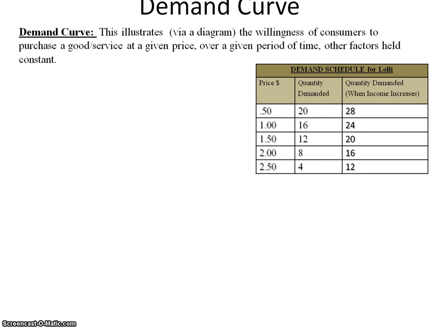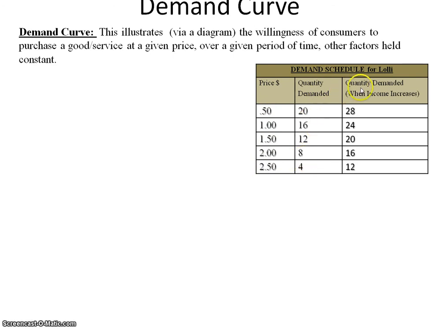illustrates, therefore via diagram, the willingness of a consumer to purchase a good or service at a given price over a given period of time, other factors held constant. In its entirety it's the same definition of demand, but the demand curve illustrates that demand. So here we have our demand schedule again: the price of the lollies, and the quantity demanded.